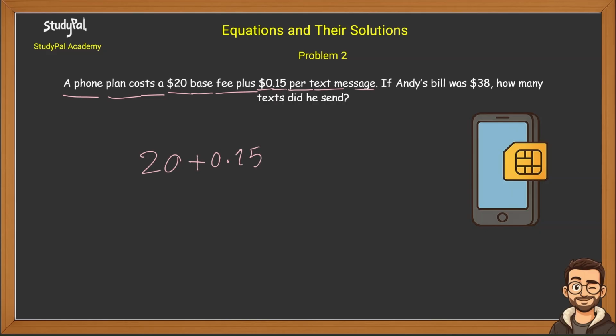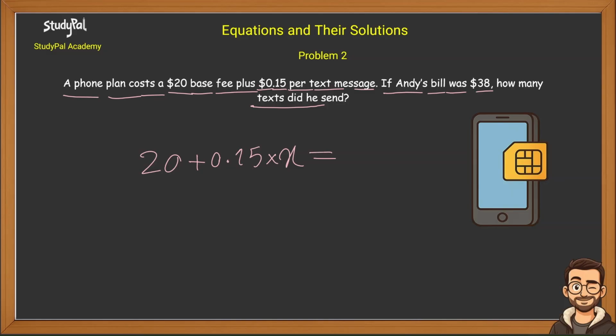$0.15 per text message. Let's say that you send X text messages. So you need to multiply this by X. For example, if you send 10 text messages, you need to multiply this fee times 10. All right. If Andy's bill was $38, how many texts did he send?